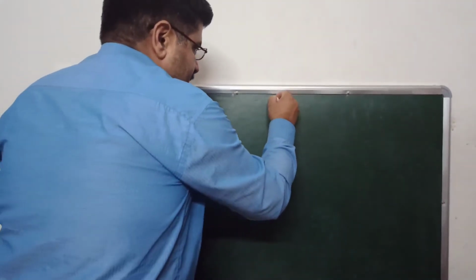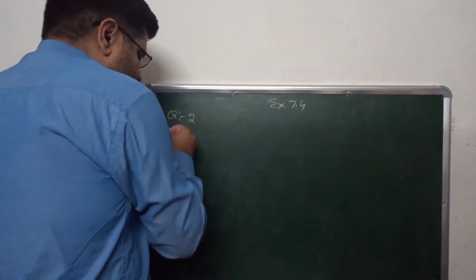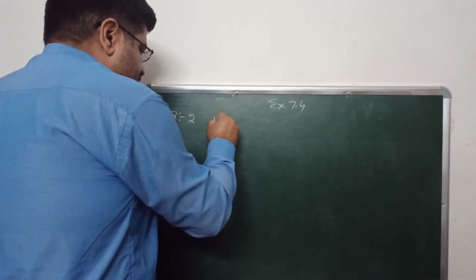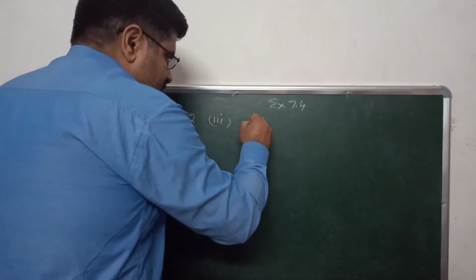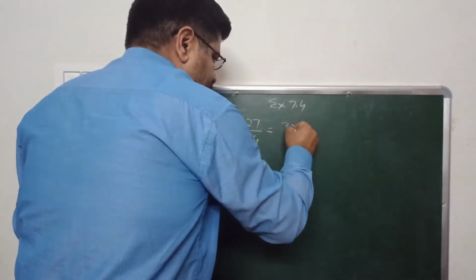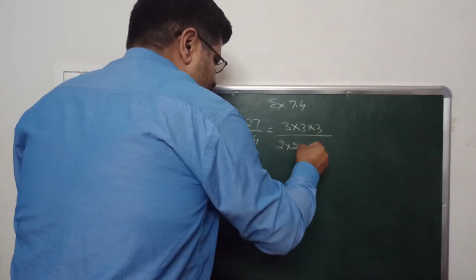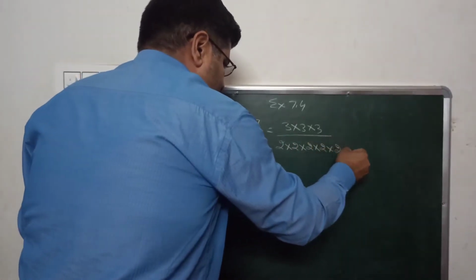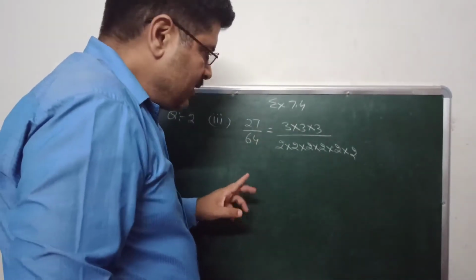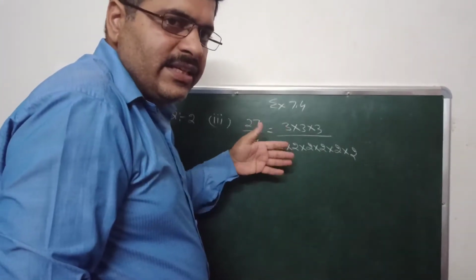It is exercise 7.4 and question number 2. Which of the following fractions are in the simplest form? So let us take third part, and third part is 27 upon 64. What we will do? We will make its prime factors. 3 into 3 into 3, and that of 64 will be 2 6 times. Now if you see, nothing is common between a numerator and a denominator. So when nothing is common, then it is in a simplest form. And if we can cut anything, then it is not in the simplest form.